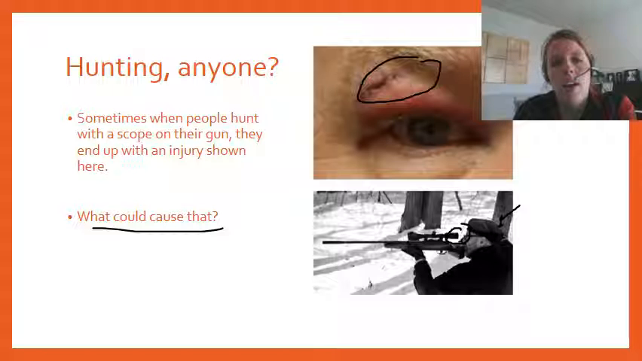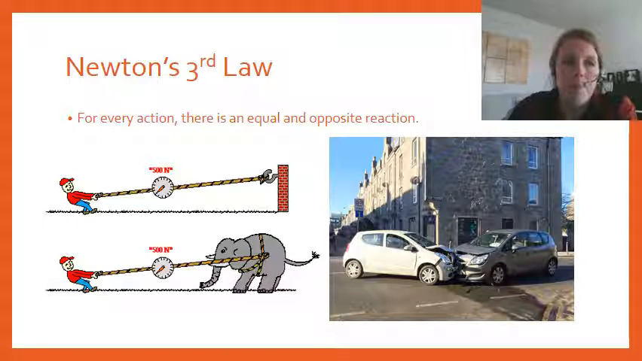All right, perhaps you remembered from class that we've been talking about Newton's third law, that anything that has an action has an equal and opposite reaction. So while the gun shoots the bullet forward, it also kicks the gun back. And if you're not careful, that gun can kick back and you can get some pretty serious eye injuries.